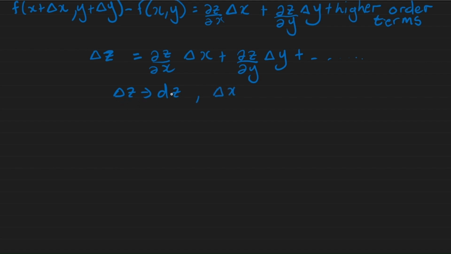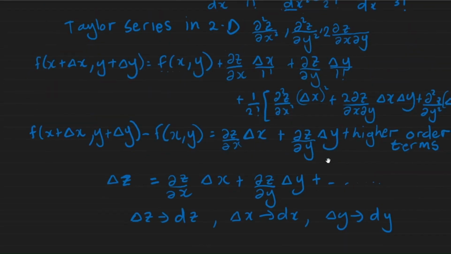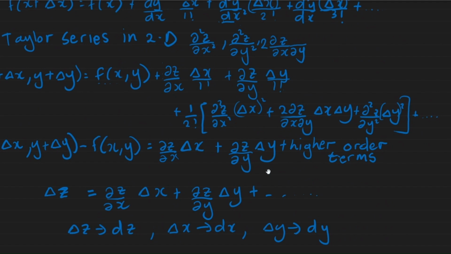So once delta z approaches dz, delta x will approach dx, and delta y will approach dy. All these higher order terms actually cancel out. They cancel out because if we look at these terms, we see that we have a delta x squared. We see we have a delta x times delta y, and we see we have a delta y squared.